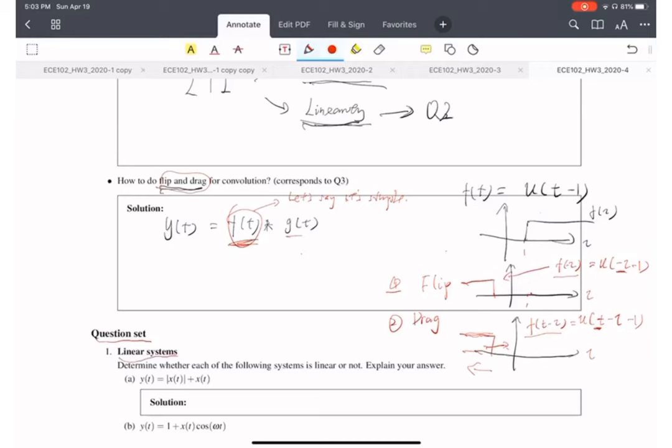And then at a specific value of t we can check whether the value of f(t minus tau) multiplied with g(tau) is 0 or not. If it's not 0, we can calculate the integral, and this will return some non-zero value of y(t). Yeah, so this is the general philosophy for doing the flip and drag for the convolution. Okay, and then we will move ahead.